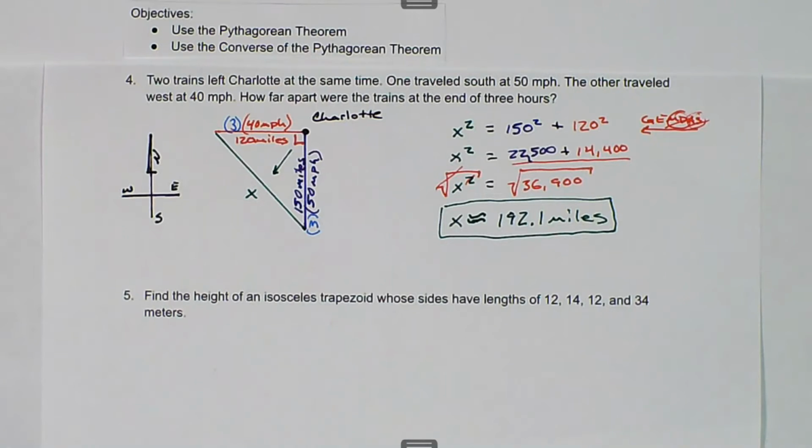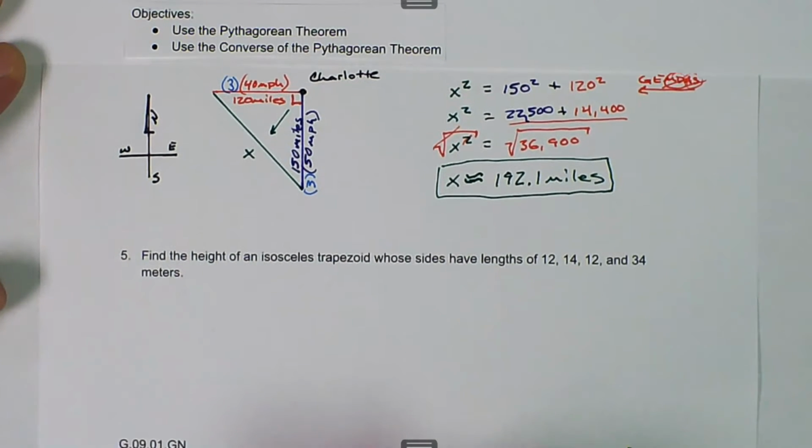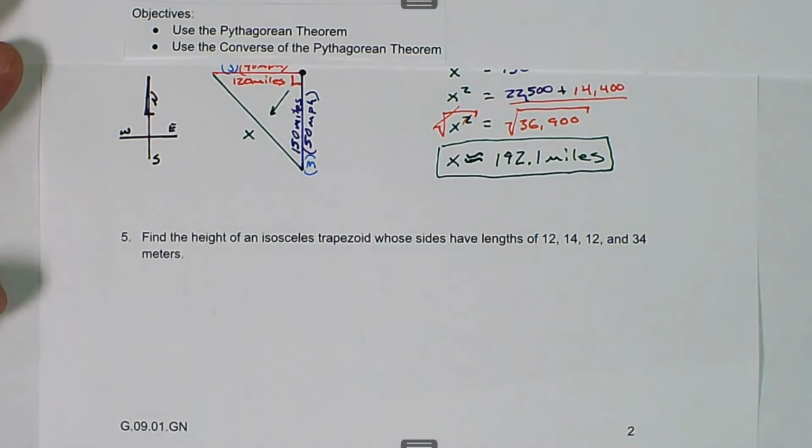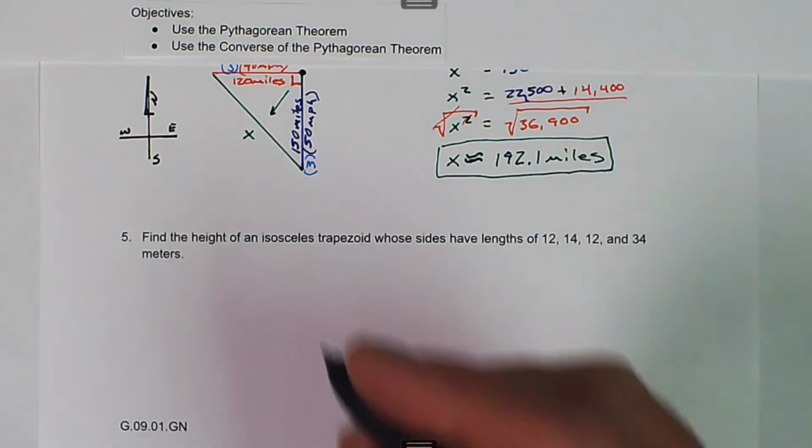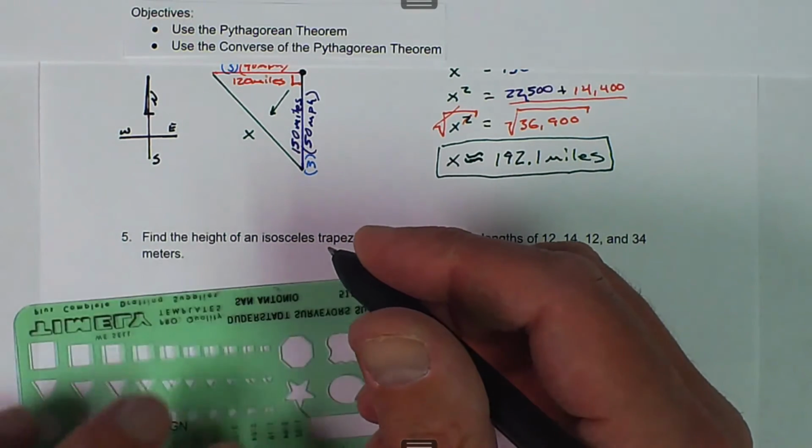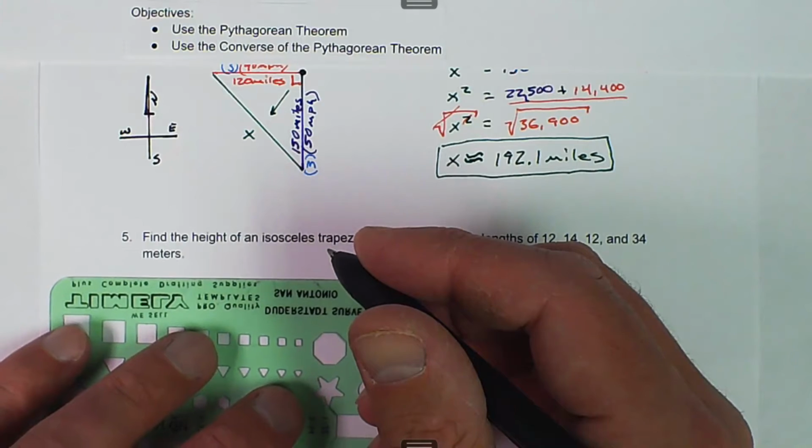Next example that we have is we want to find the height of the isosceles trapezoid. Find the height of the isosceles trapezoid whose sides have lengths of 12, 14, 12, and 34. And we want to find the height. So the first thing is we want to draw the isosceles trapezoid. And the isosceles trapezoid means that the two sides, the two legs, are congruent.